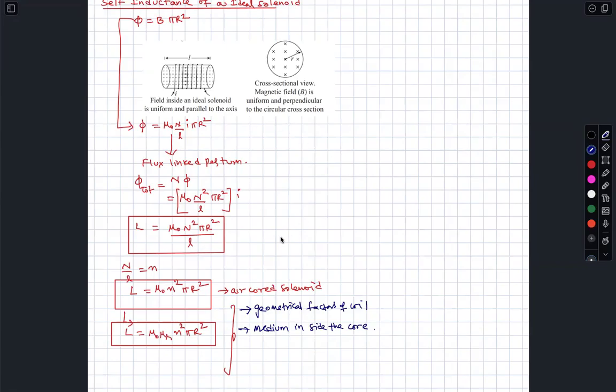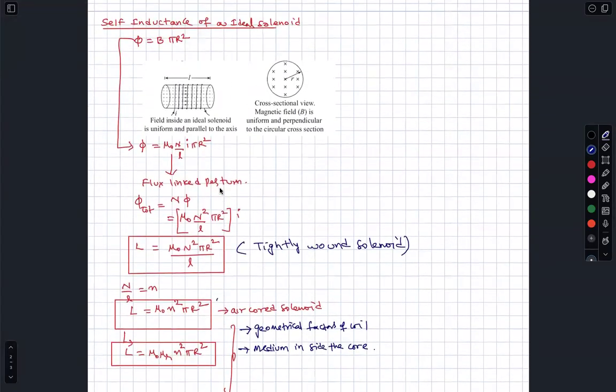Remember, you are not supposed to use this all the time. You are allowed to use this relation only on one condition. What is that? It is a tightly wound solenoid. Only for a tightly wound solenoid are you supposed to use this relation. Why? Because if it is not a tightly wound solenoid, this won't be the expression for B inside. Right. Any doubt in this? Please ask me right now, boys and girls.